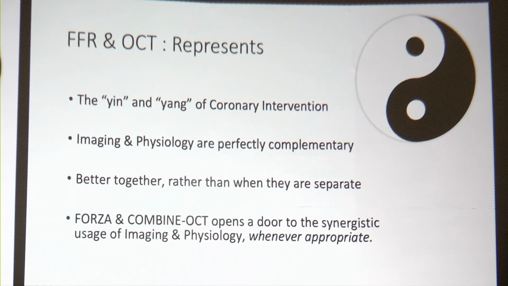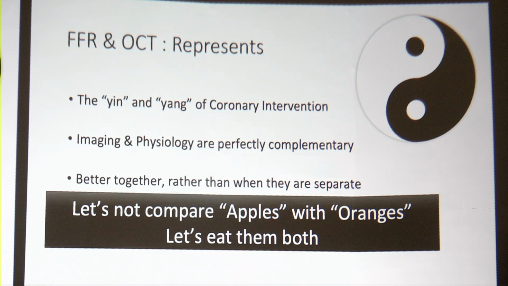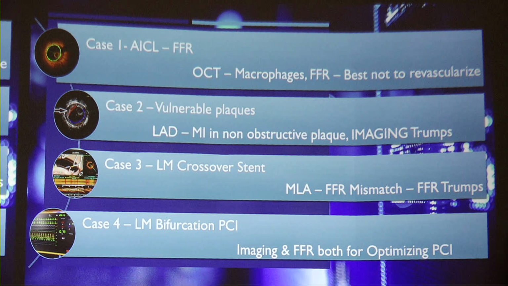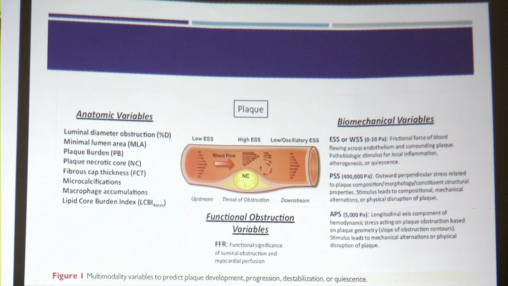So I would conclude by saying that FFR and OCT represent the yin and yang of coronary intervention. They are perfectly complementary, and they are better together rather than separate. The FORZA and combined OCT trials open a door towards understanding the use of these methodologies in borderline lesions, as well as the TARGET FFR trial tells us that we should use both these modalities in the best way whenever it is available. And in times to come, it would not be just anatomy and functional variables.